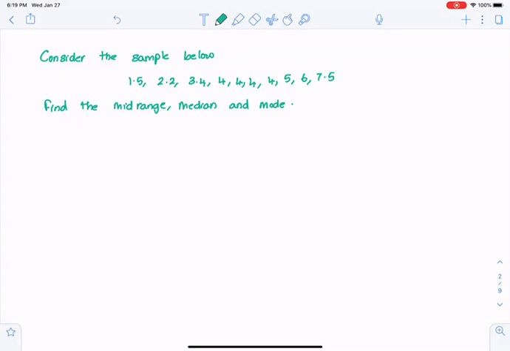I didn't put the mean here. Of course, we could find the mean, but I'm going to use the calculator to find the mean of the sample once I do the mid-range, median, and the mode. So the mid-range is quite easy.